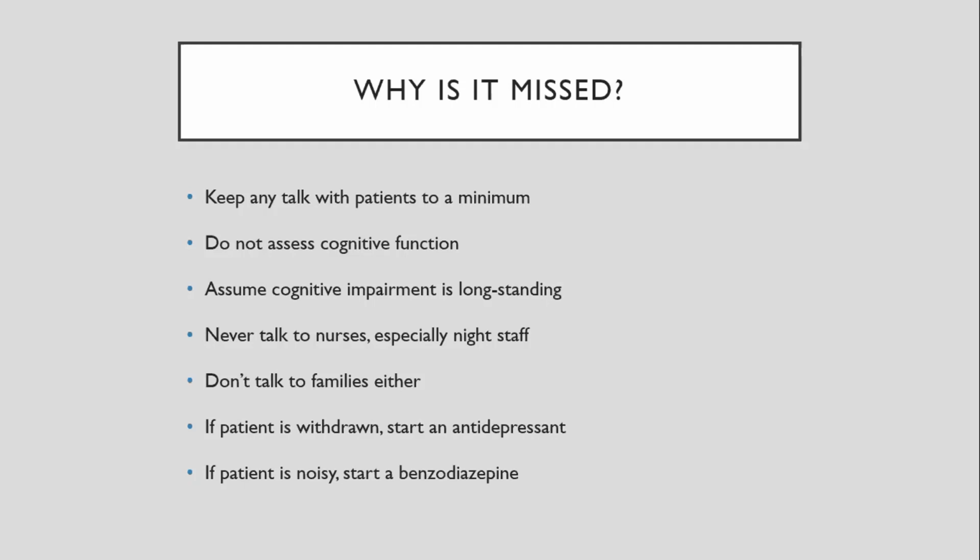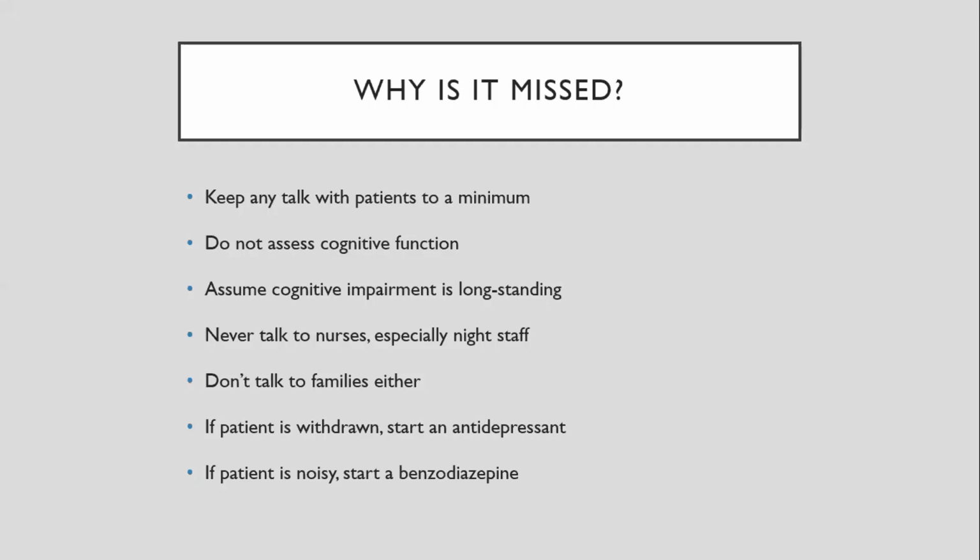We often assume that cognitive impairment is long-standing in older patients. We're really bad at talking to nurses, especially the night staff, because it's often at night, so we talk about sundowning. It's often in the evening and overnight when we've gone home that these patients are more delirious, and they might be as nice as pie during the day, and without that collateral history from the nurses and the night staff we might not pick up on it.